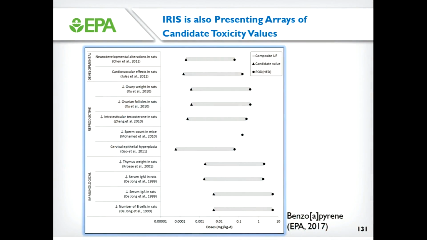One of the other things we've been doing is presenting arrays of candidate toxicity values. And this can be from different studies. It can also be from different endpoints. And it allows a visual sense of to what extent the conclusions are based on a particular endpoint or a particular study, to what extent different data sets get you to pretty much the same value. This is not a meta-regression in this case, but it's not unlike a forest plot in terms of showing different data sources and where those come out.